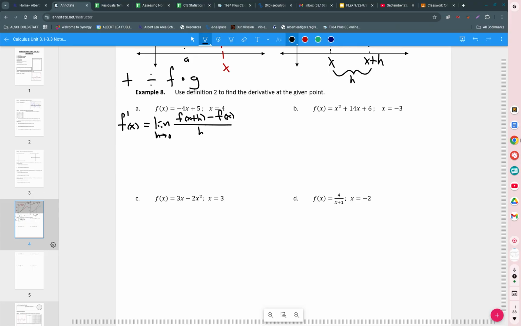So I would like to find the derivative at a given point. So what I'm going to do is I'm going to write the limit as h goes to 0. And instead of x, I plug in x plus h. So I have negative 4 times x plus h plus 5. So does everybody see that that is the f of x plus h portion? Then I subtract what? Negative 4x plus 5, right? So I subtract negative 4x plus 5. Make sure you distribute that subtraction sign all the way through. And I divide it by h.